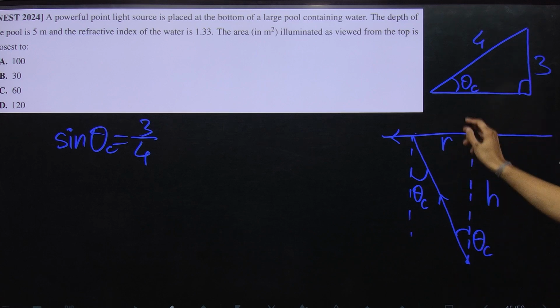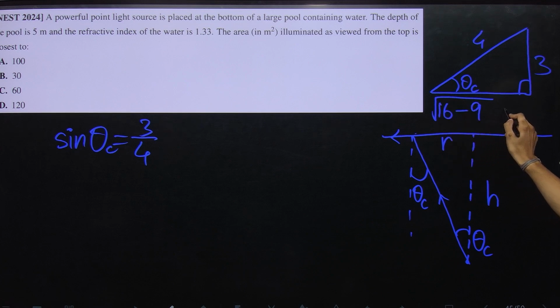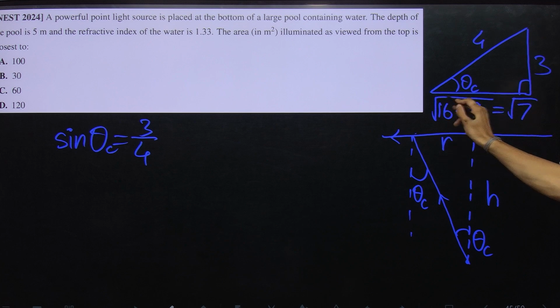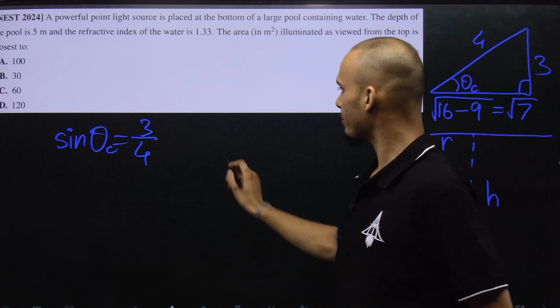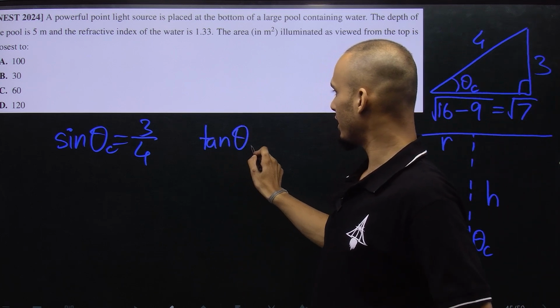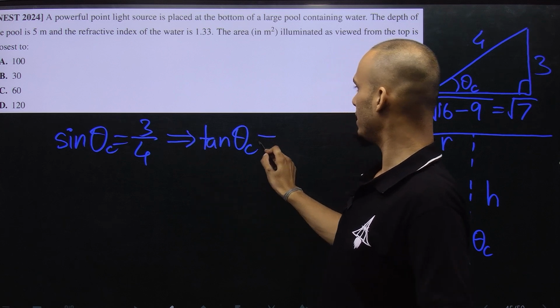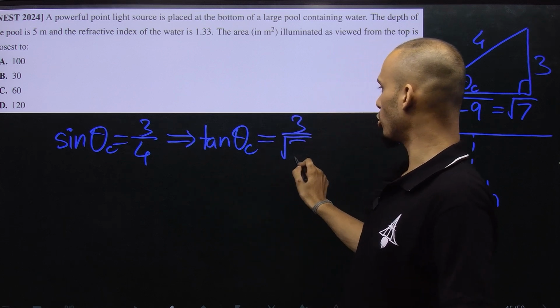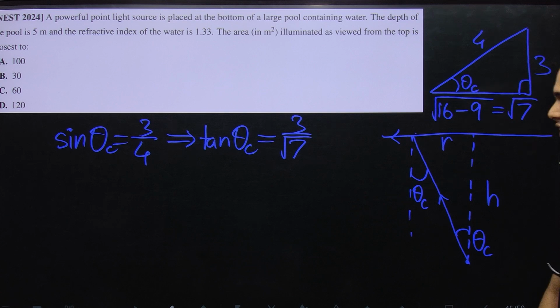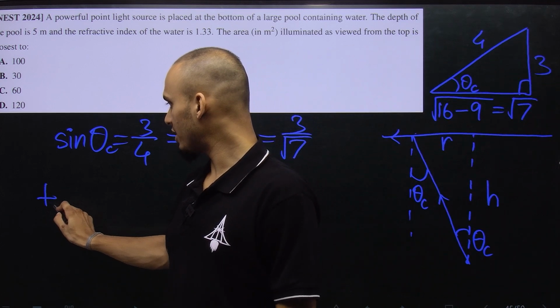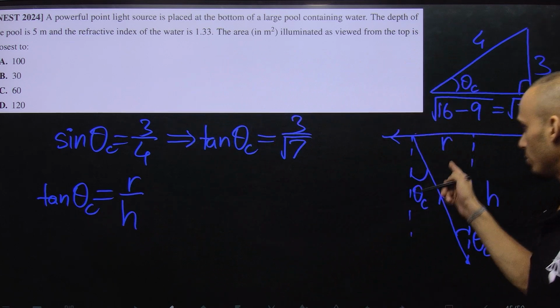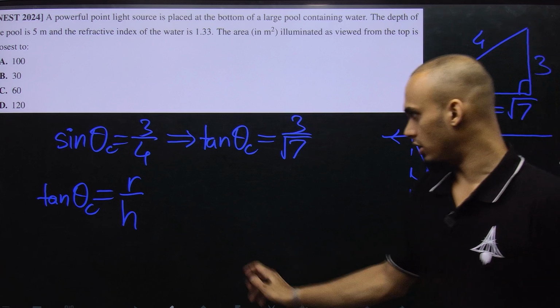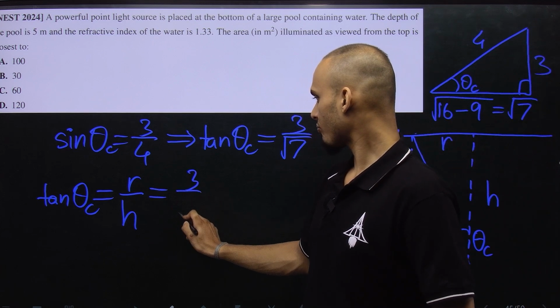So, the hypotenuse will be under root of 4 minus 9, that will be root 7, which is the value of the base. So, tan theta critical is 3 by root 7. Tan theta critical we get simply 3 by root 7. This much trigonometry you should know at this point. So, now we can equate tan theta critical to be equal to the radius upon the height h from this triangle, and this will be equal to 3 by root 7.